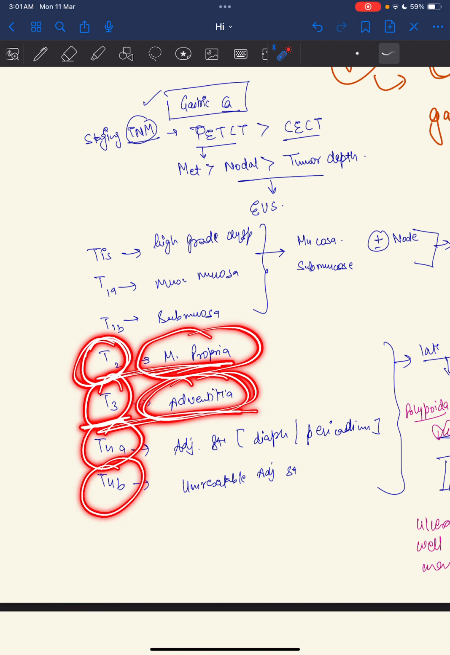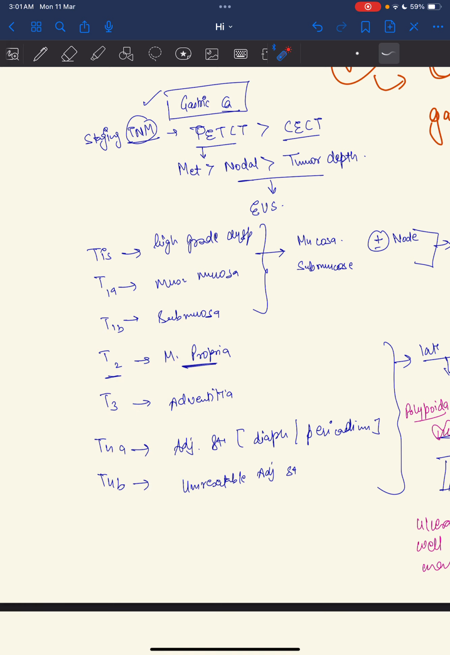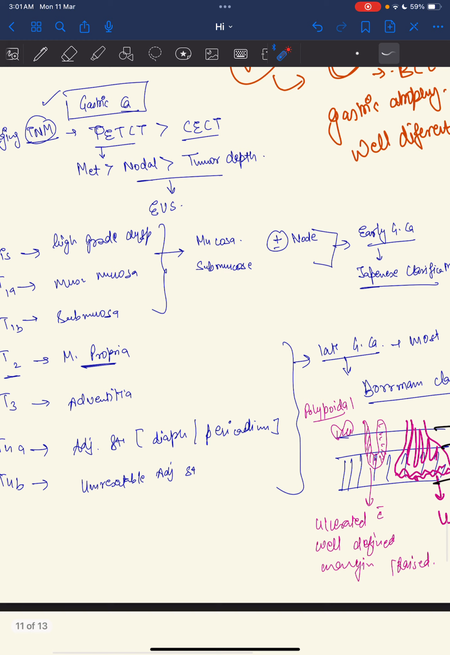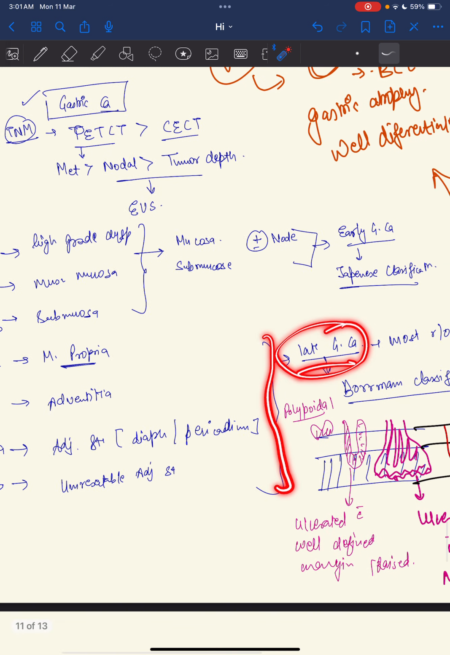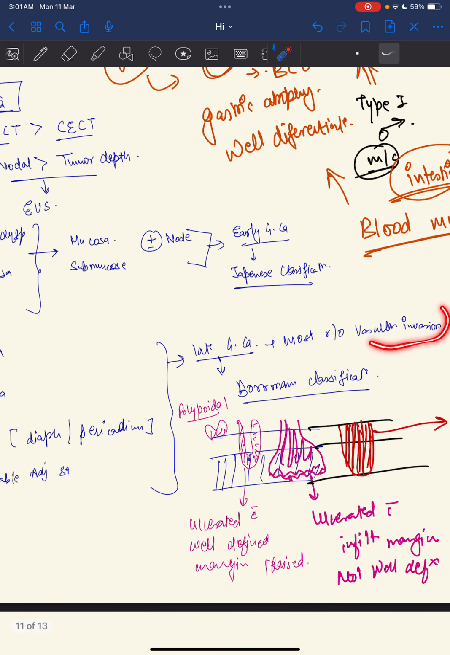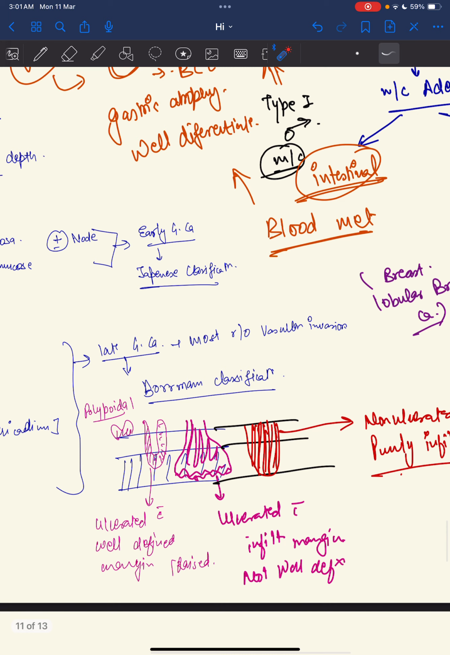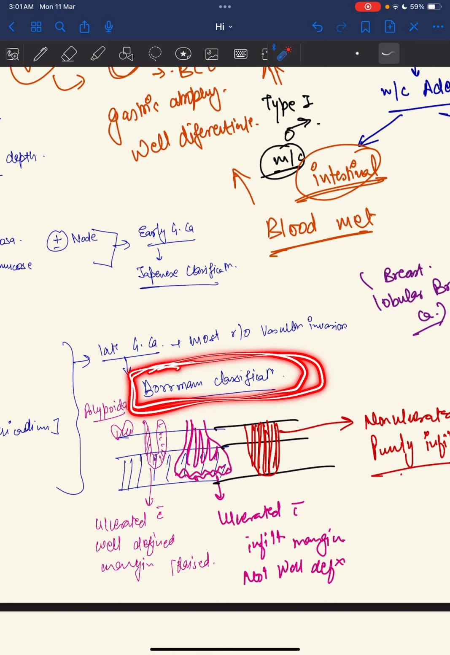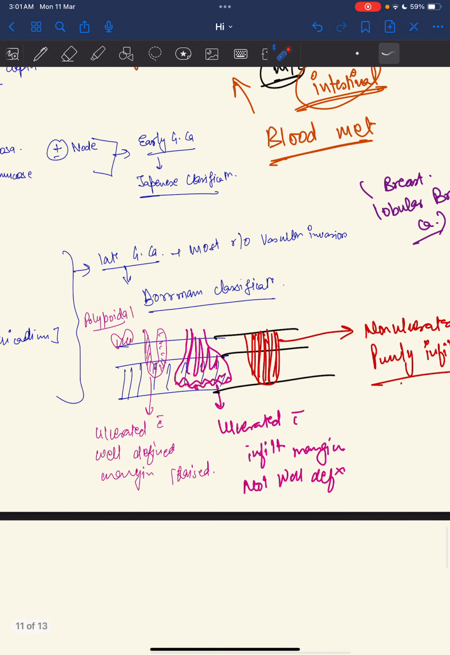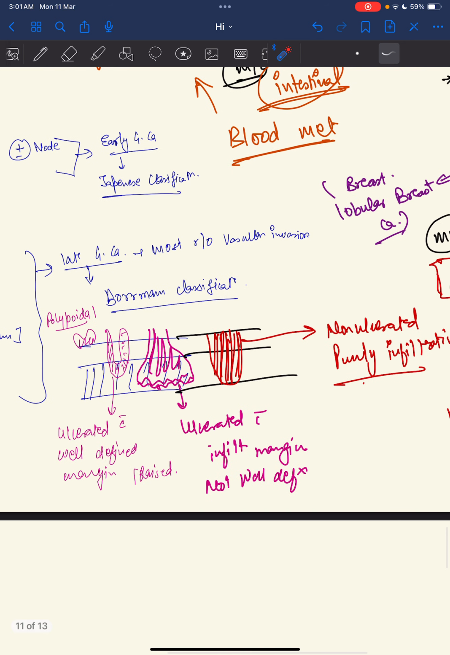T4A and T4B will show the adjacent structure, which is unresectable in T4B, and T4A is the resectable one, that is the diaphragm and the pericardium. Okay, now these are known as the late gastric CA, which has the most risk for the vascular invasion. Now for these, we have the Borrmann's classification. Borrmann's classification tells about how these are, like polypoidal, ulcerative, or the non-ulcerative.